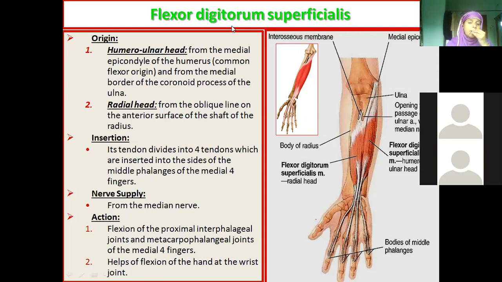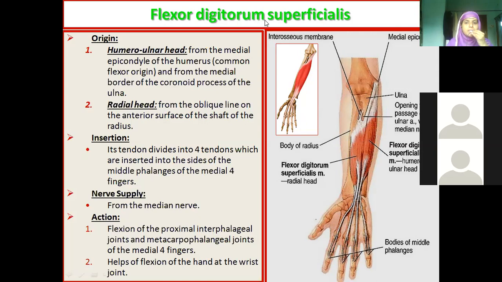Now, the word digitorum, what does it mean? Digitorum means its tendon is splitting into four slips. See here, see this digitorum: 1, 2, 3 and 4. That is the meaning of digitorum. Now the next muscle also has the name digitorum.